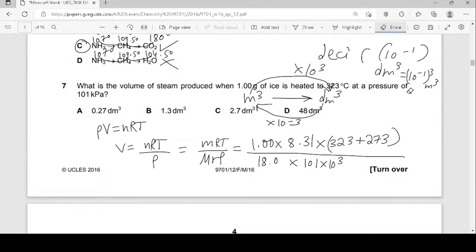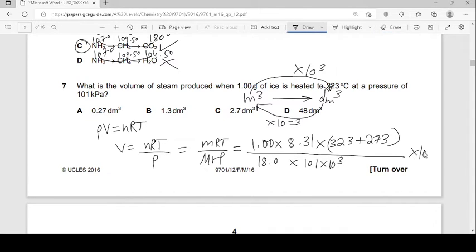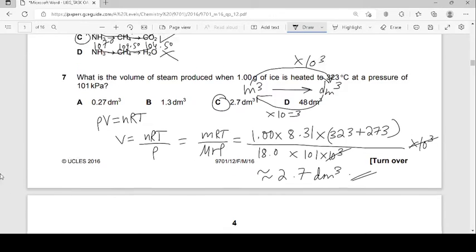So over here I want to convert from meter cubed to dm cubed, because my options A, B, C, D are in dm cubed. So I will multiply this by 10 to the power of 3. Since I've already calculated it on my calculator, I'll just manually multiply by 10 to the power of 3, and that gives me approximately 2.7 dm cubed. Because my options are also in 2 significant figures, I'll just take it to 2 significant figures, and my answer is C, therefore. So yeah.